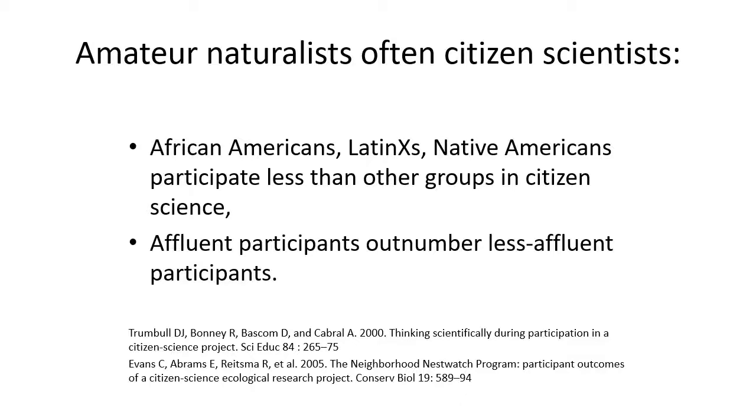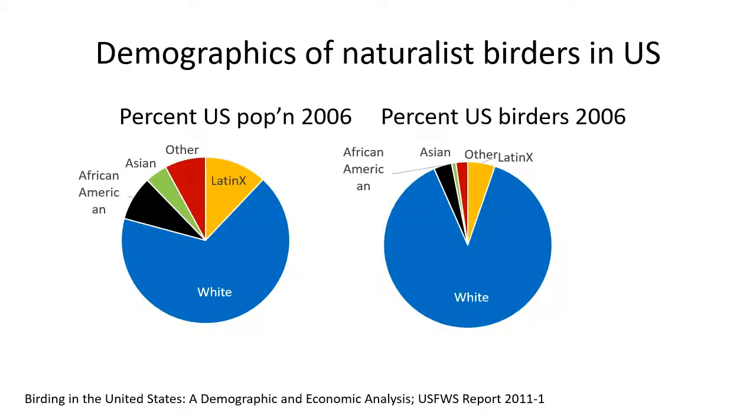So if we look at the demographics of citizen scientists, we see that African Americans, Latinas, and Native Americans in the US participate less than other groups in citizen science, and that we generally have more affluent participants than the population as a whole. Birders are a huge source of naturalists all over the world, and there's very little information on the demographics of birders, but there was a survey done in the US, and you can see that birders are also way less diverse than the population as a whole.